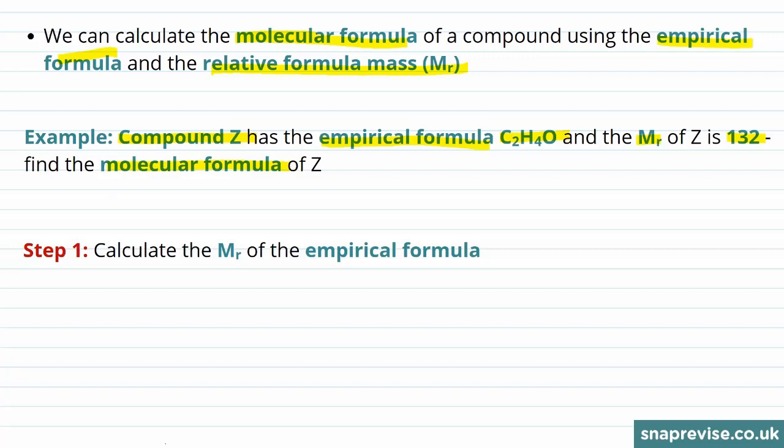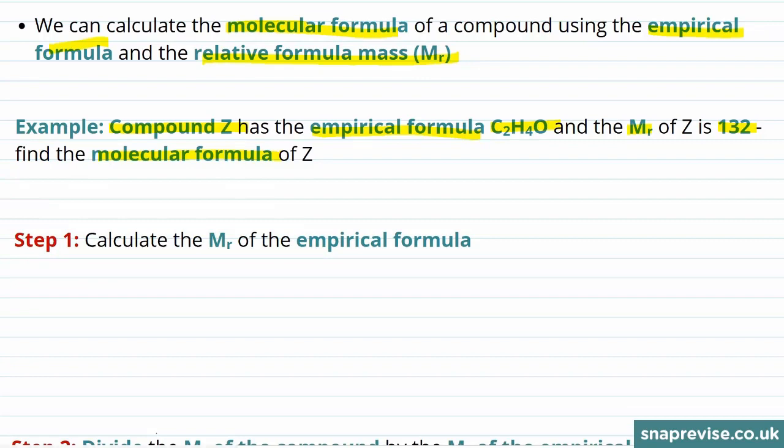The important point here is that we know that the empirical formula is the simplest whole number ratio of the atoms of each element that are present within that compound. Therefore, looking at the empirical formula tells us which atoms are going to be present and their relative ratio. And we therefore know that the molecular formula has to be some multiple of this empirical formula. We can use the relative formula mass of the compound as well as the relative formula mass of the empirical formula to work out what we need to multiply the empirical formula by in order to get the molecular formula.